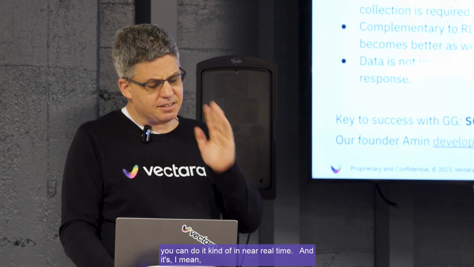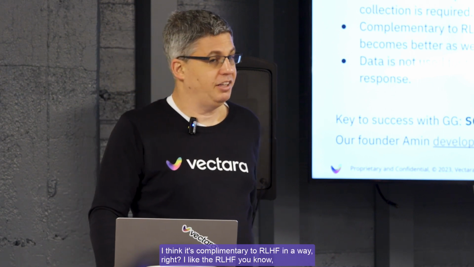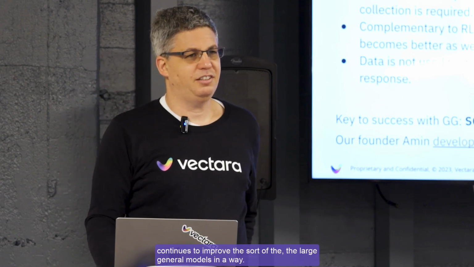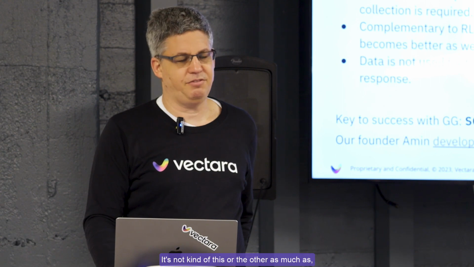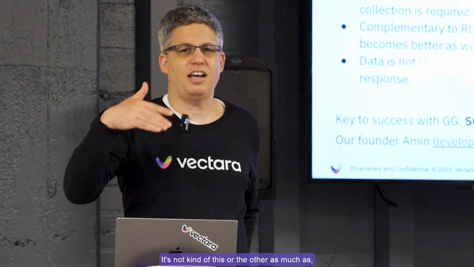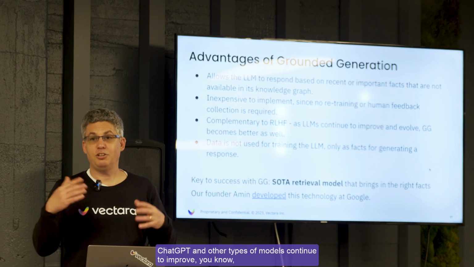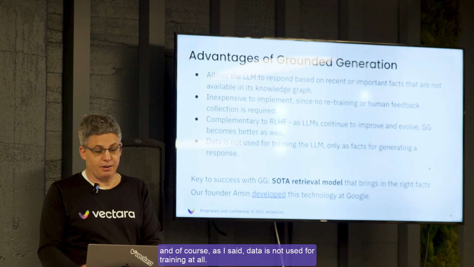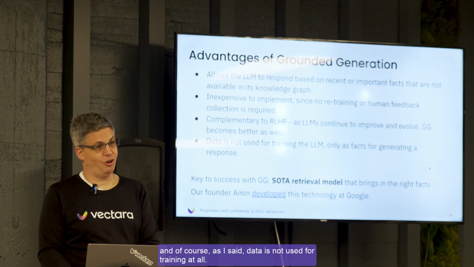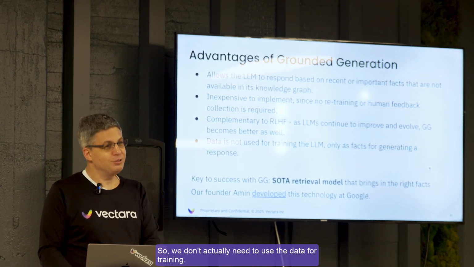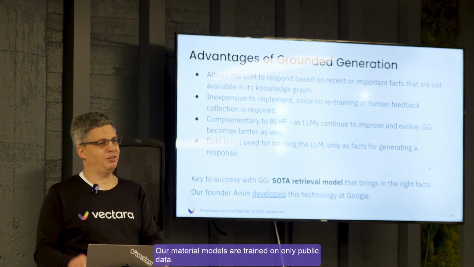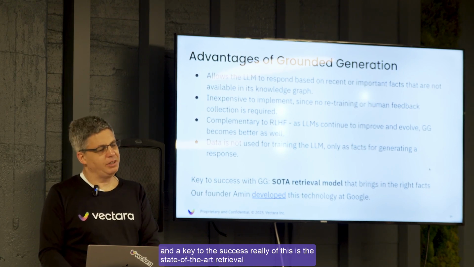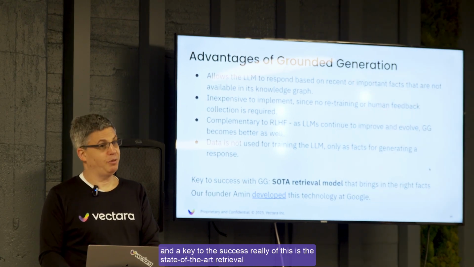I think it's complementary to RLHF in a way. RLHF continues to improve the large language models. It's not one or the other. As ChatGPT and other types of models continue to improve, grounded generation will continue to improve as well. And of course, as I said, data is not used for training at all. Our retrieval models are trained only on public data. A key to the success of this is the state-of-the-art retrieval model.